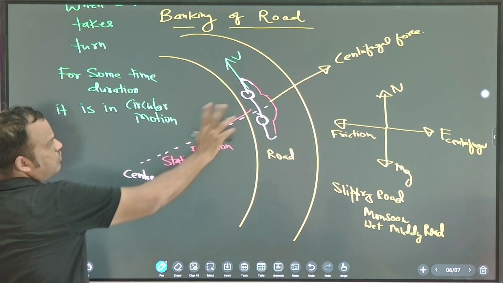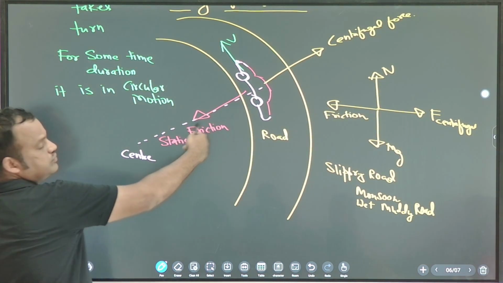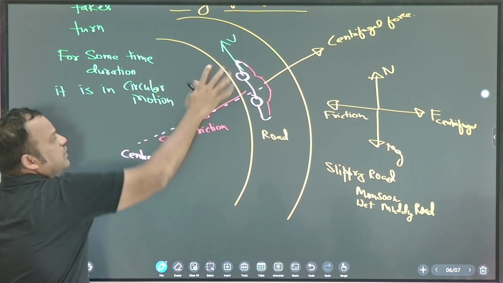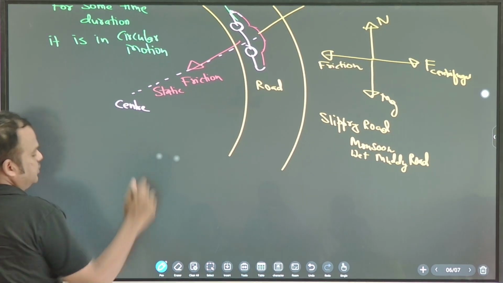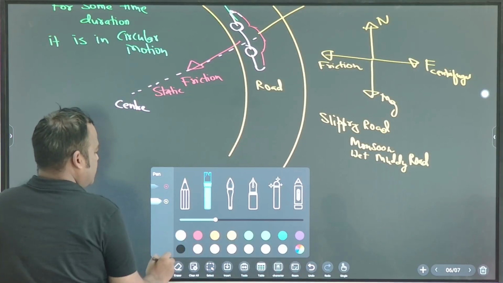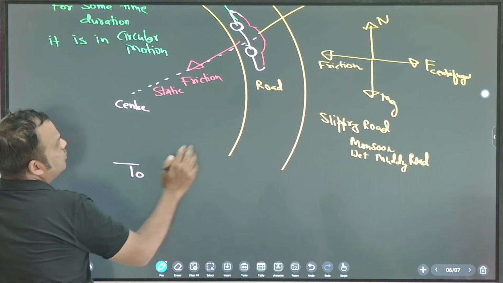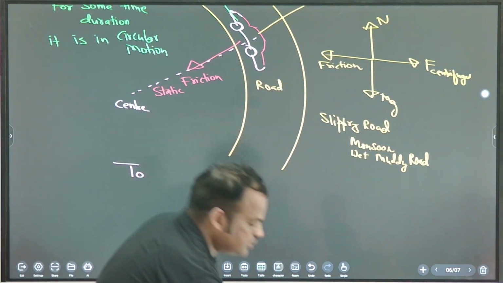So the car does not want to skid. What should be more? I don't want the car to skid. Static friction should be more. Good. So note down. This is known as unbanked road. It is a horizontal road. Okay.